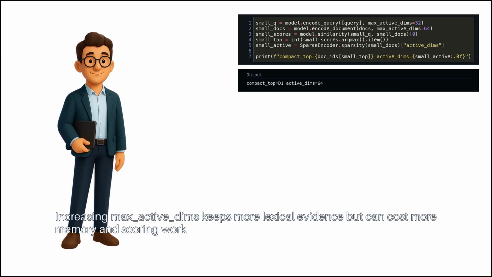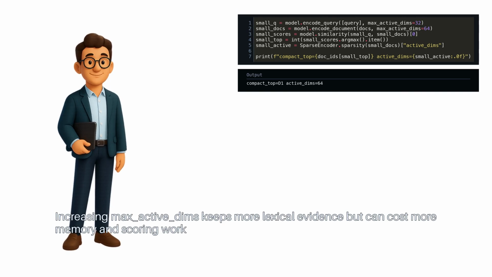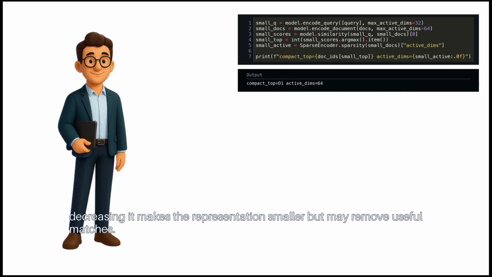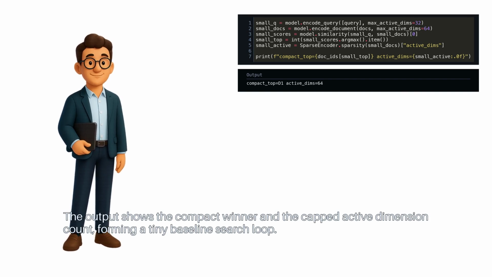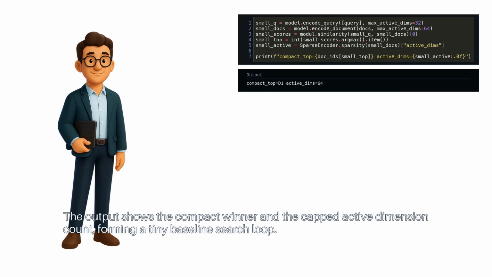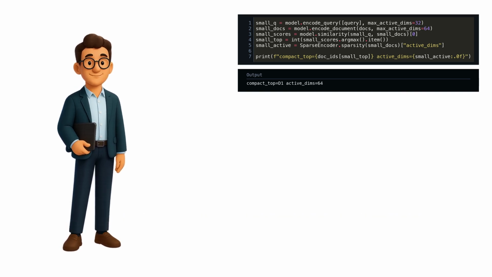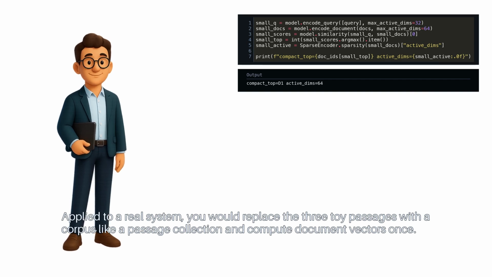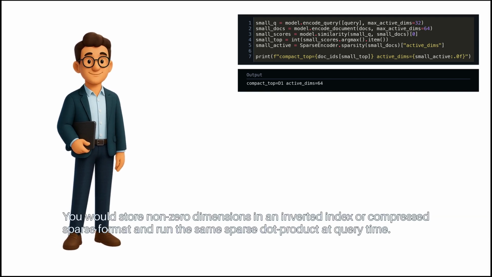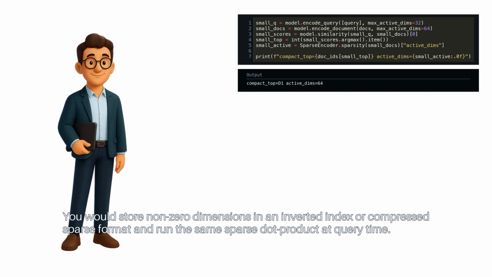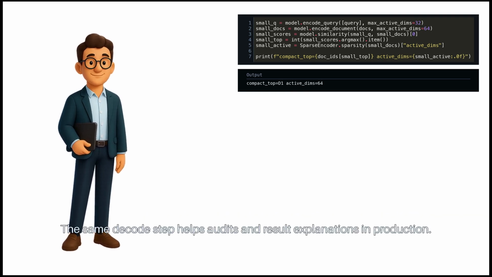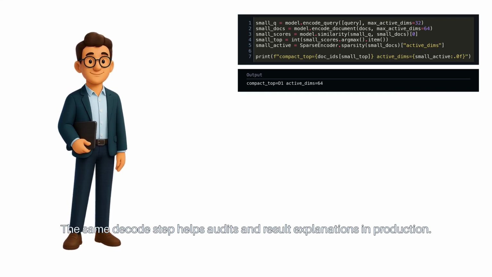Increasing max_active_dims keeps more lexical evidence, but can cost more memory and scoring work. Decreasing it makes the representation smaller, but may remove useful matches. The output shows the compact winner and the capped active dimension count, forming a tiny baseline search loop. Applied to a real system, you would replace the 3 toy passages with a corpus like a passage collection and compute document vectors once. You would store non-zero dimensions in an inverted index or compressed sparse format and run the same sparse dot product at query time. The same decode step helps audits and result explanations in production.